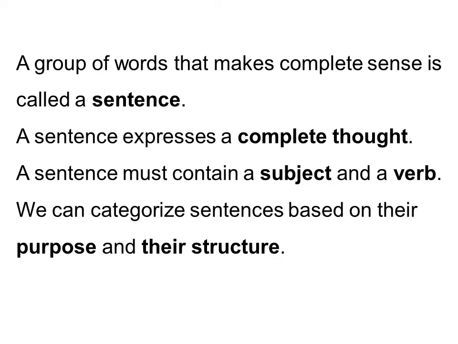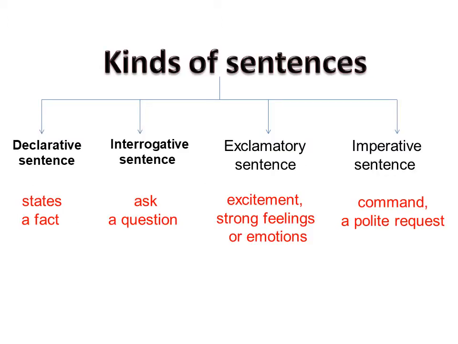A group of words that make complete sense is called a sentence. A sentence expresses a complete thought. A sentence must contain a subject and a verb. It can be categorized, meaning it can be divided into different parts based on their purpose and their structure. Children, we have also learned the various kinds of sentences like declarative sentence, interrogative sentence, exclamatory sentence, and imperative sentence.